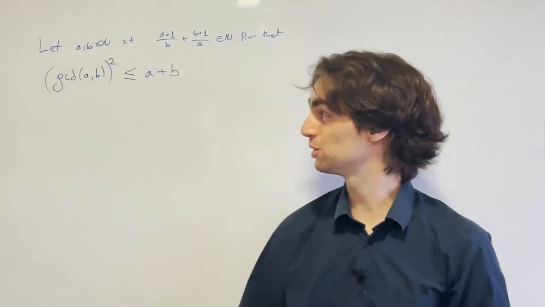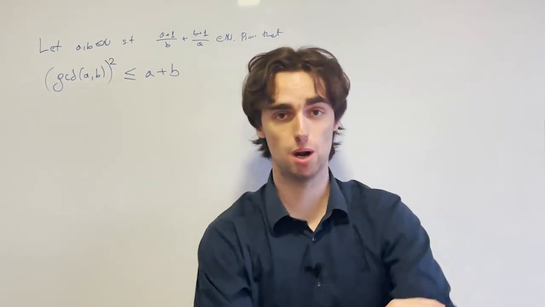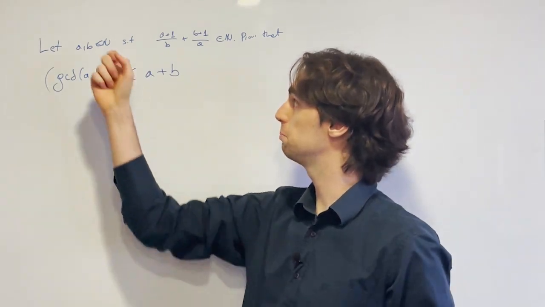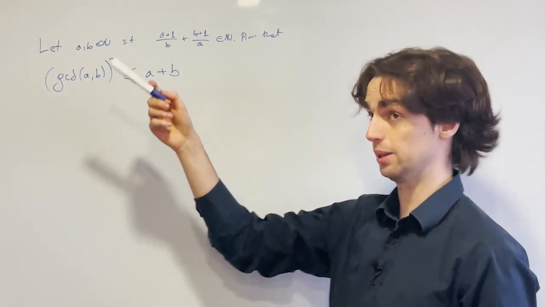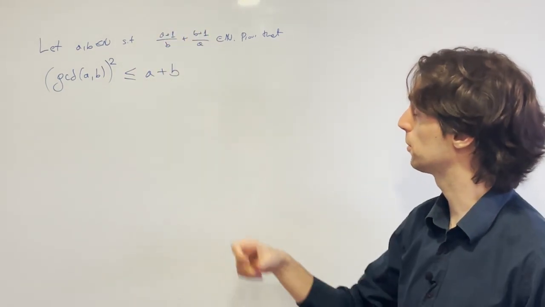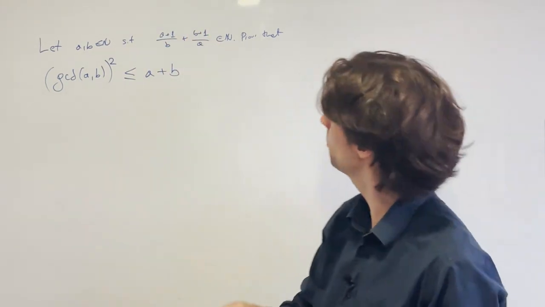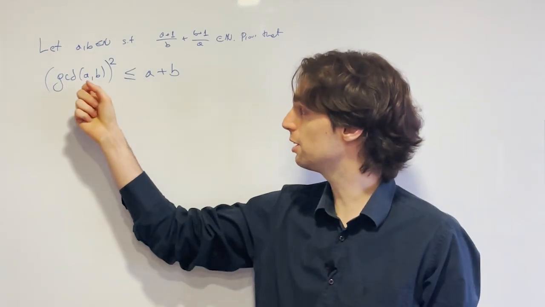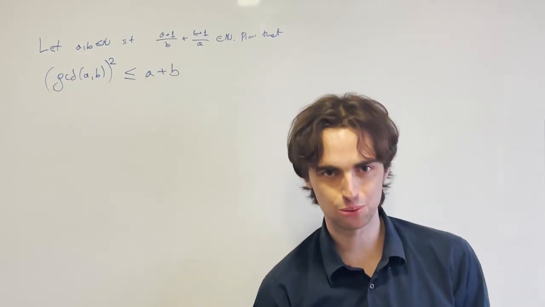Hello fellow problem solvers, so today we're going to be doing a number theory problem, namely: let a and b be positive integers, or natural numbers, such that a plus 1 over b plus b plus 1 over a is a natural number, and we need to prove that the GCD of a and b squared is less than or equal to a plus b.